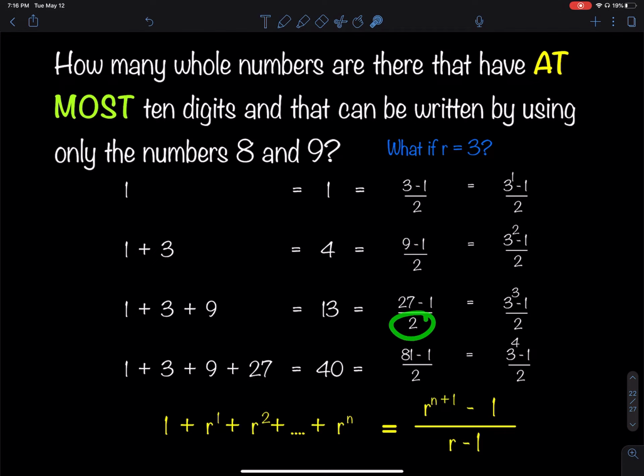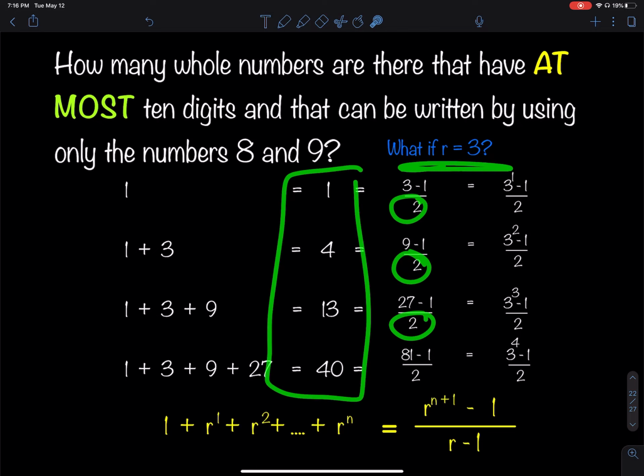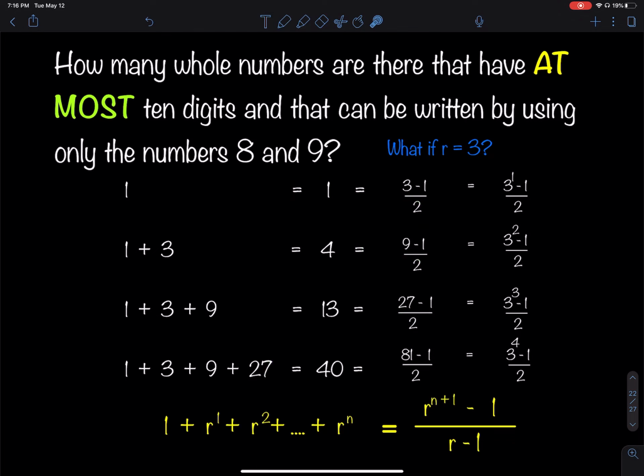But I gotta divide by 2 here. This is harder to see, actually. It gets harder to see as r gets bigger, because now 4 is related to 8 divided by 2, right? That's 9 minus 1. 13 is 26 divided by 2. 40 is 80 divided by 2. So yeah, this one is harder to see, but we see something interesting happening where in the denominator we're getting a 2 now. So where does that 2 come from?